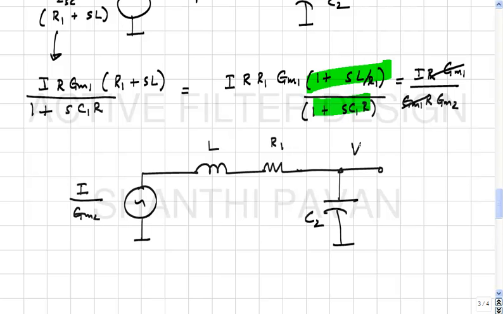So this is VLP. Please note that all that we have done is found the Thevenin equivalent looking in back from C2. C2 was the VLP of S, correct? So what is the moral of the story?